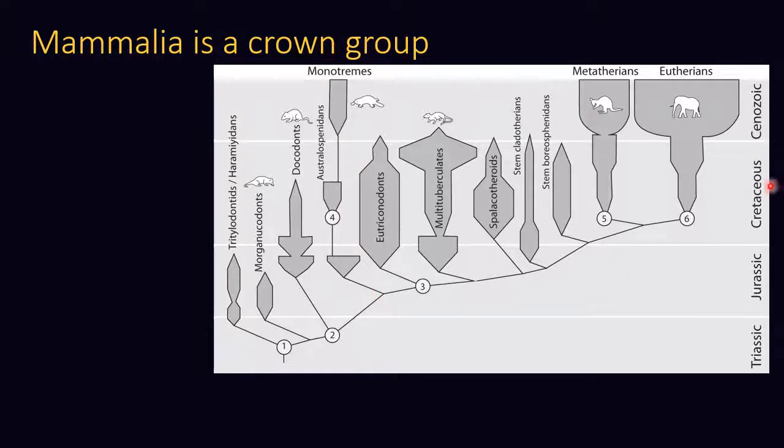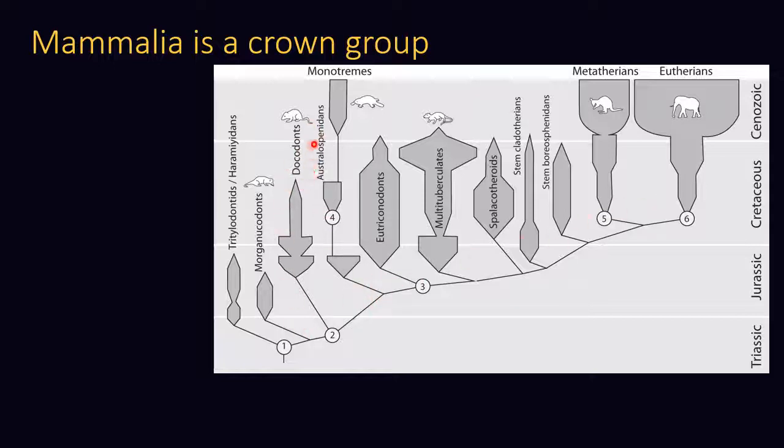So this is a crown group, and even here, these things like multituberculates or eutriconodonts or other things that are a little hard to say, symmetrodonts, these are all part of the crown group, even though they're not alive today, because they diverged after we had monotremes split off from therians.